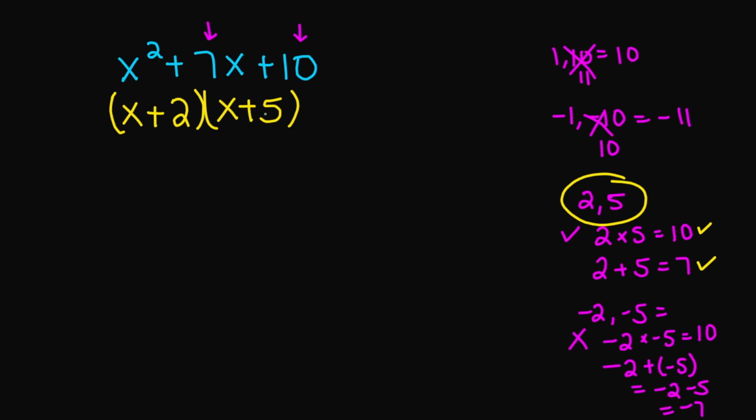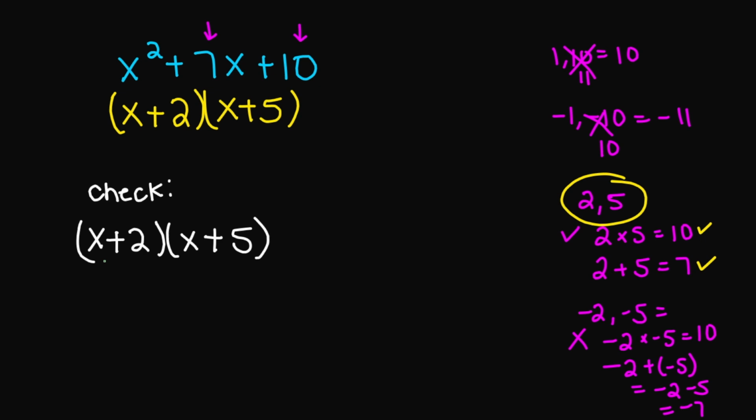If I had to check my work, let's say you're not sure, we have x plus 2 and then x plus 5. So we're going to do x times x, which is x squared, plus x times 5, which is 5x, plus 2 times x, which is 2x. And then 2 times 5, that's going to be 10.